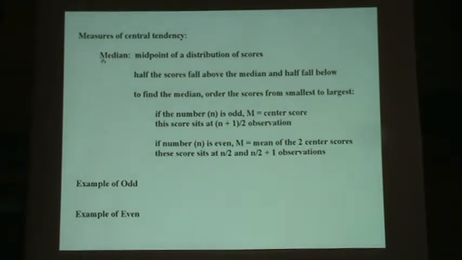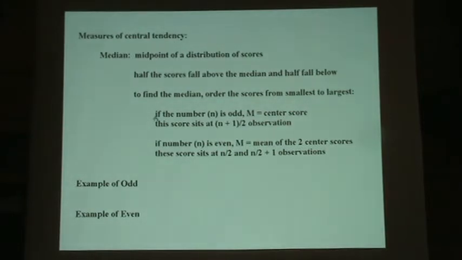Another measure of central tendency is the median. Now, the median is different than the mean. The median is the midpoint of a set of scores. It's the middle score. Half of the scores fall below the median, and half of the scores fall above the median. In fact, it can turn out in many distributions that the median, the actual number, is not even part of the data set. But it's that point in the data set where half of the numbers fall below and half of the numbers fall above.